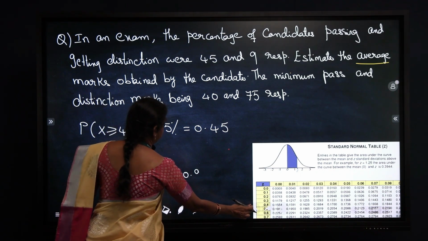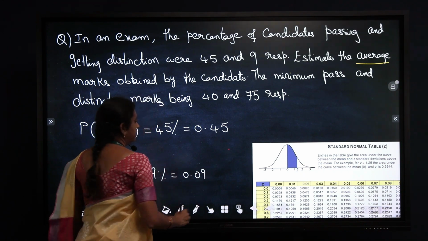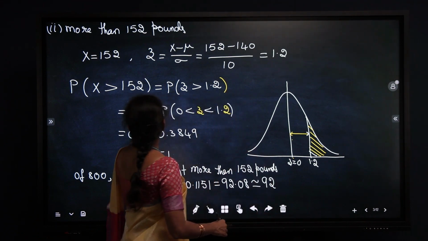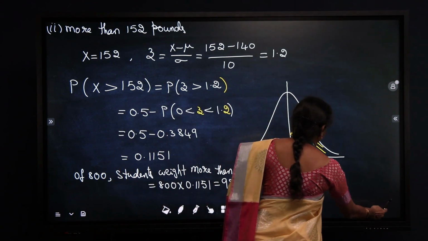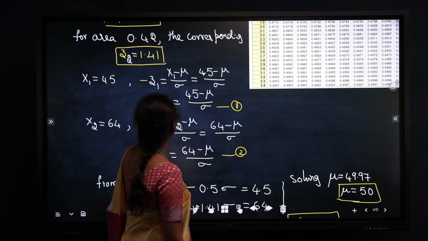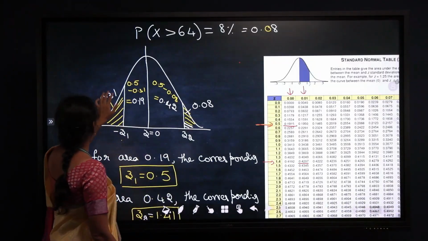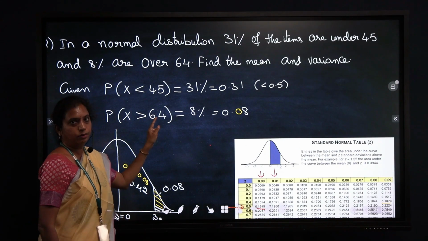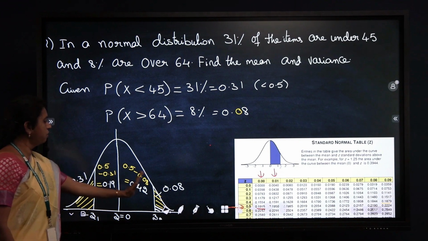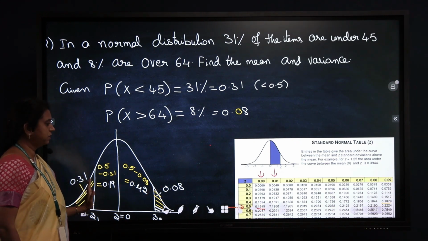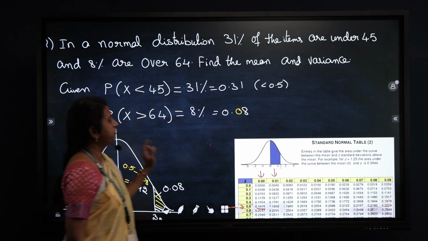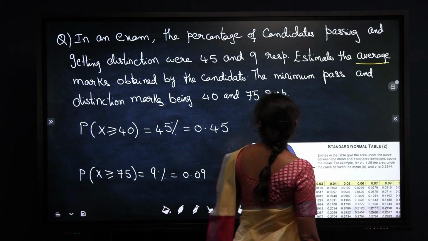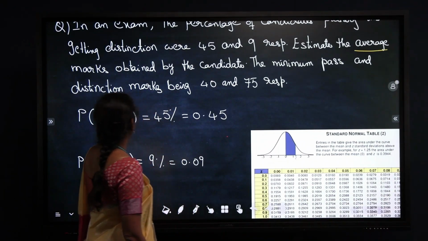Now if I look into the previous problem, there we had one value as greater than and one value as less than. So he had given one under 45 and one more than 64. So we had taken area on both the sides and found the values of Z1 and Z2. Now in this problem we have both the values as greater than or equal to.